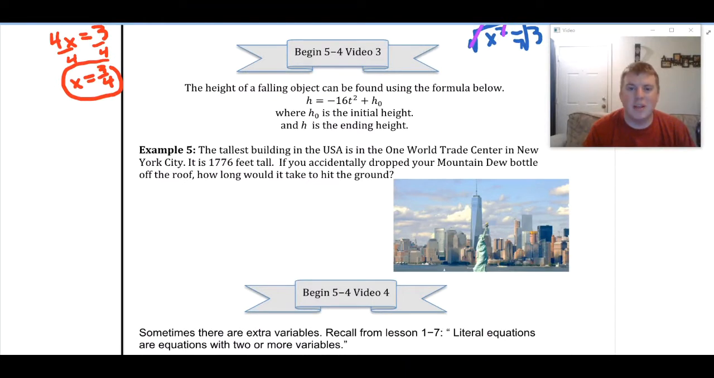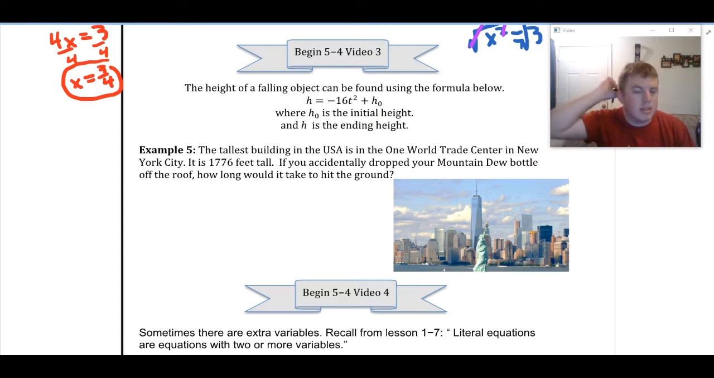Welcome to video 3 in our 5-4 video series. In this video, we're going to be looking at a very specific application to solving by square root. This is one of those real-world situations where you will be using this math to actually help you figure out a real-world type situation problem.